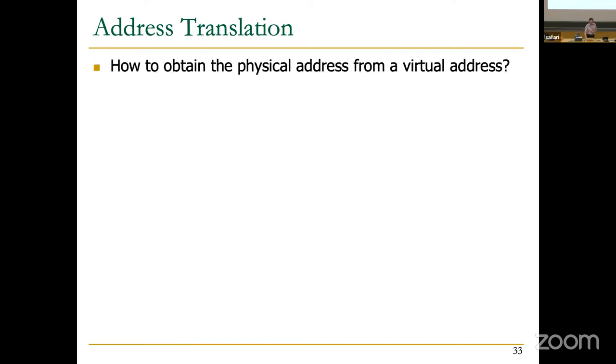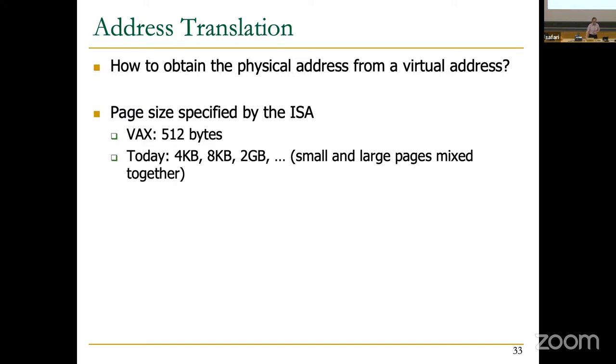Okay, so address translation, we've already seen this, so I'll go through this relatively quickly. Basically this dictates how to obtain the physical address from a virtual address. Page size is specified by the ISA. There could be multiple page sizes, as you can see today. This actually causes issues in how to organize the TLB also. We have multiple different TLBs for different page sizes. Now you have a problem, right? If you're interested in this, you can watch the additional lecture. We don't have time to go over this.